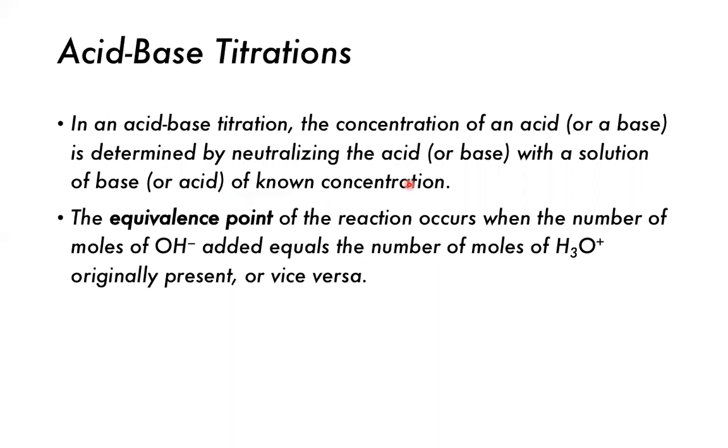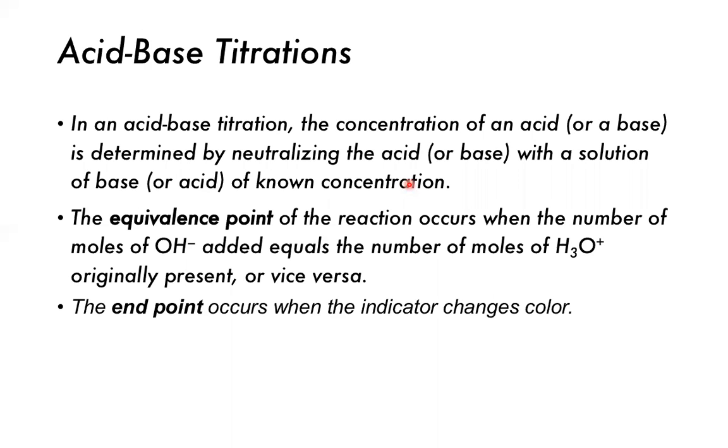So the equivalence point of the reaction occurs when the number of moles of OH minus added equals the number of moles of H3O plus originally present, or vice versa. Say, for example, I have 0.05 moles of acid, H plus, in my unknown solution. I will need to add base until the amount of OH minus added, not the total concentration present in the solution, is equal to that. So it would have to be 0.05 moles of OH minus added to 0.05 moles of acid.